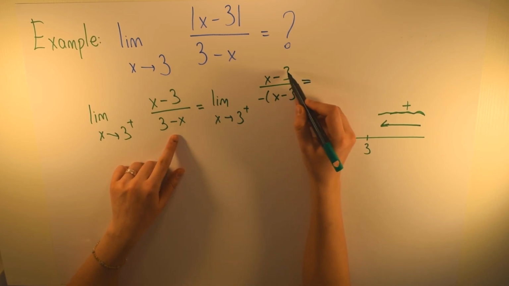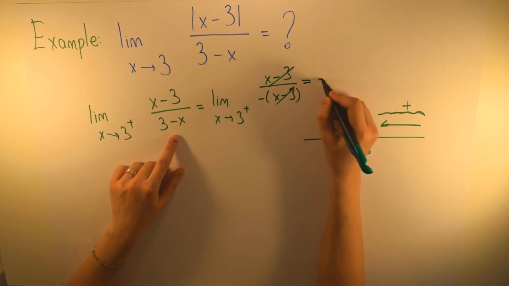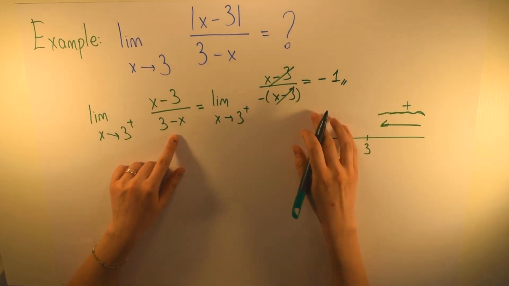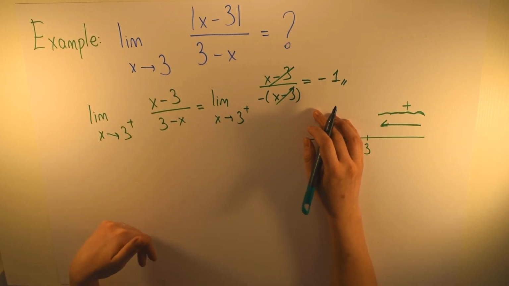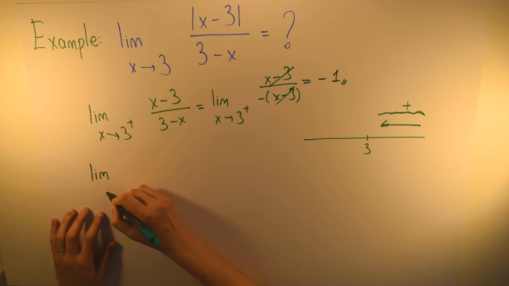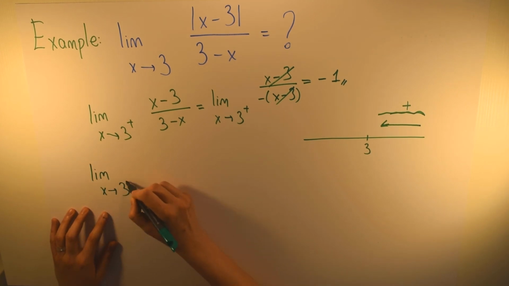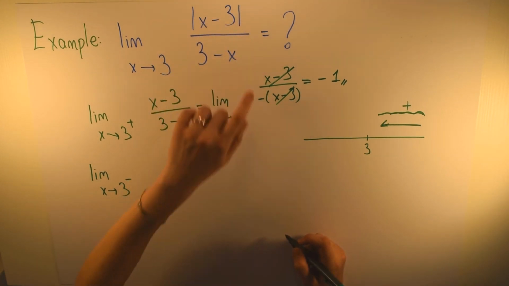And now I can do simplification when I can cancel these out, and then from here we will get minus 1. As you can see, first you should simplify, and after that substitute that value. Okay, so let's look at it from the left side. Limit as x approaches 3 from the left side. Okay, let's see what happens to our absolute value.